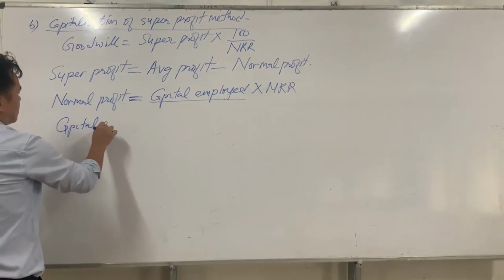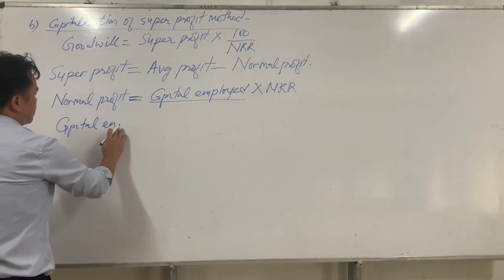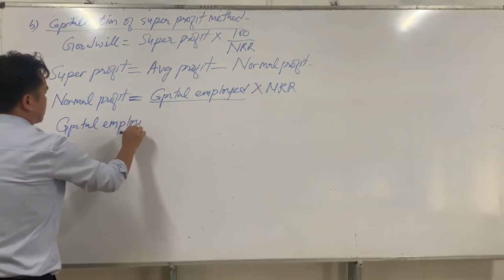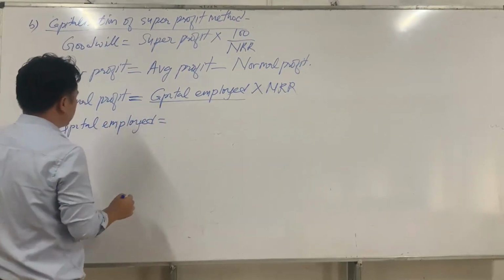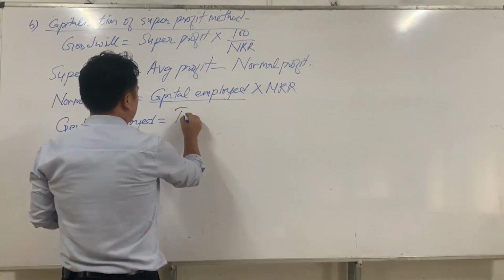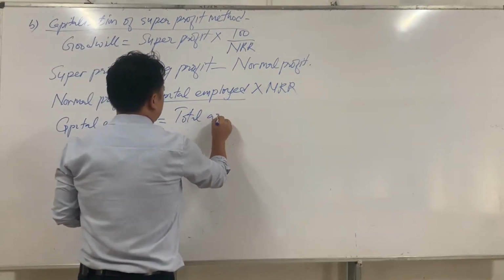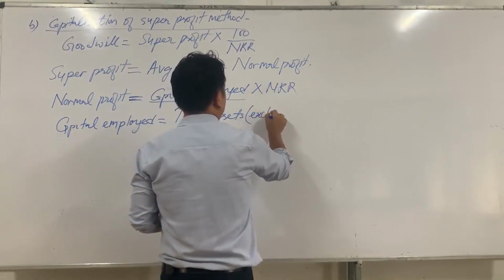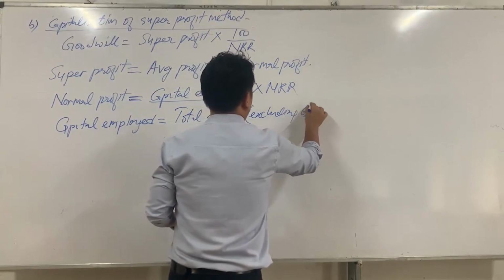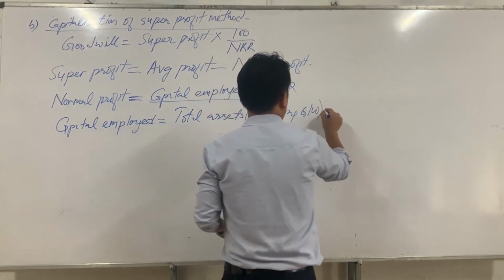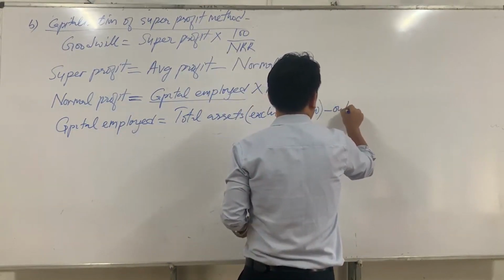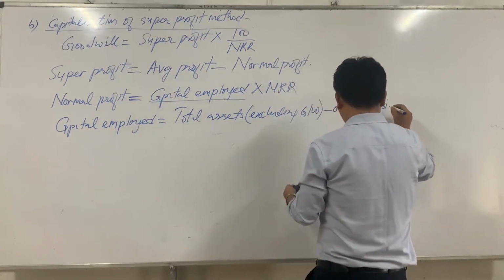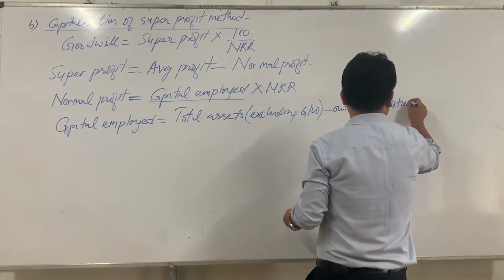Capital employed is equal to total assets excluding goodwill minus outside liabilities.